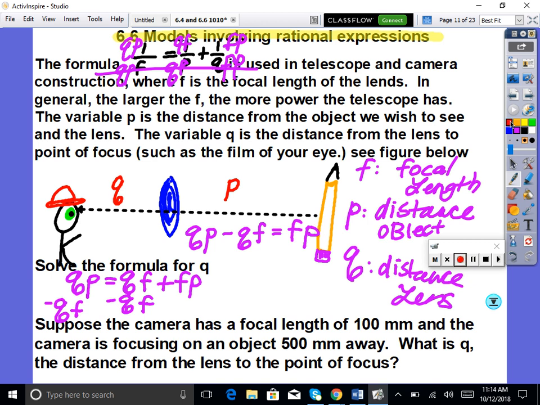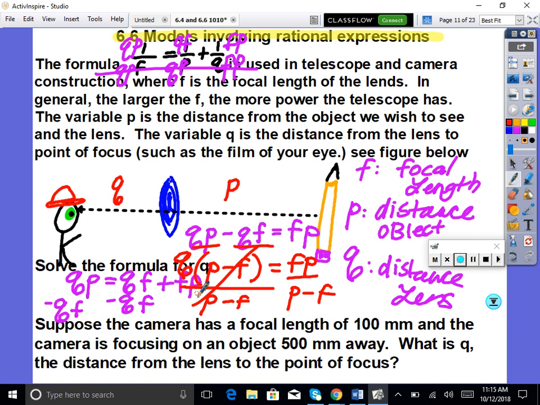Now, can't I factor out a Q since we're trying to get there to be only one Q? Well, it's in both terms, so I'm going to pull out a Q. So then left would be P minus F. That's equal to FP. Last step to get Q alone: divide by P minus F. Okay, awesome. We've solved for, there's our formula. Q is equal to FP over P minus F, done.